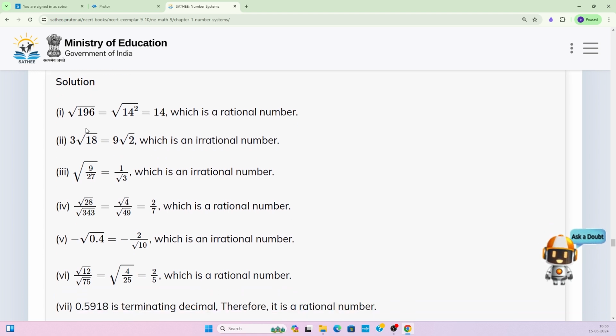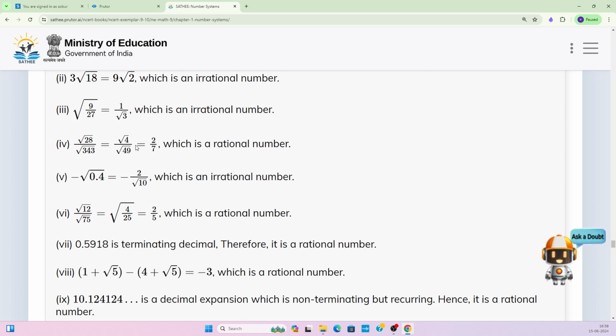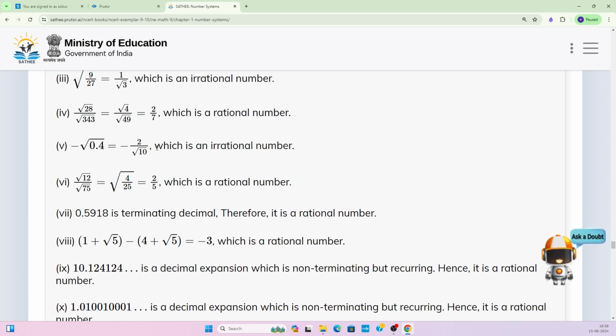Okay, and the second one, 3 times root over 18, is equal to 9 times root 2, which is an irrational number. Root over 9 by 27 is equal to 1 by root 3, which is an irrational number. Root over 28 by root over 343 is equal to root over 4 by root over 49, that is equal to 2 by 7, which is a rational number. And minus root over 0.4 is equal to minus 2 by root over 10, and this is an irrational number. And 6 root over 12 by root over 275 is equal to root over 4 by 25, which is equal to 2 by 5, a rational number.